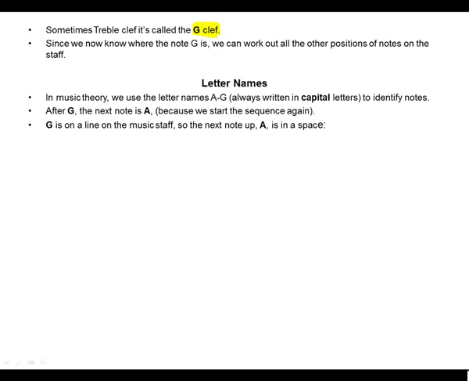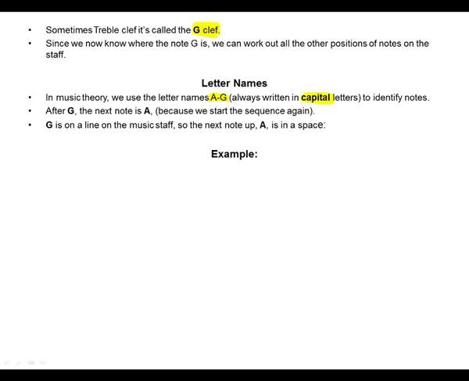Let's take a look at letter names. In music theory, we use letter names A to G. Always write these letters in capital letters to identify the notes. Please use capital letters. After G, the next note is A, because the sequence starts again. G is on the line on the music staff, so the next note is A in a space.